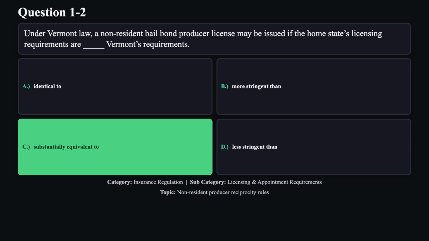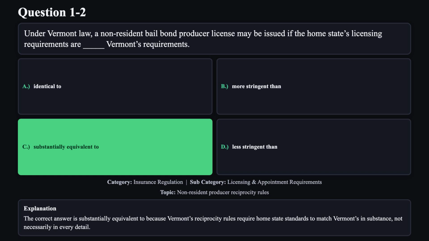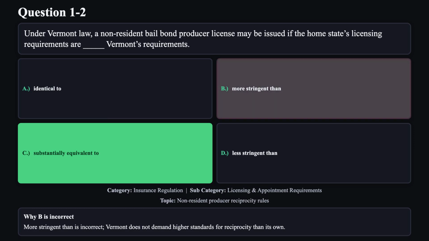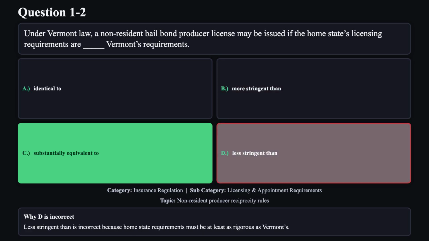The correct answer is C. The correct answer is substantially equivalent to because Vermont's reciprocity rules require home state standards to match Vermont's in substance, not necessarily in every detail. Reason A is not correct. Identical to is incorrect because exact match is not required. Only substantial equivalence is mandated. Reason B is not correct. More stringent than is incorrect. Vermont does not demand higher standards for reciprocity than its own. Reason D is not correct. Less stringent than is incorrect because home state requirements must be at least as rigorous as Vermont's.